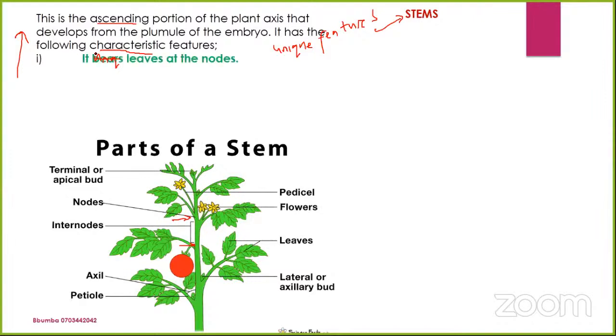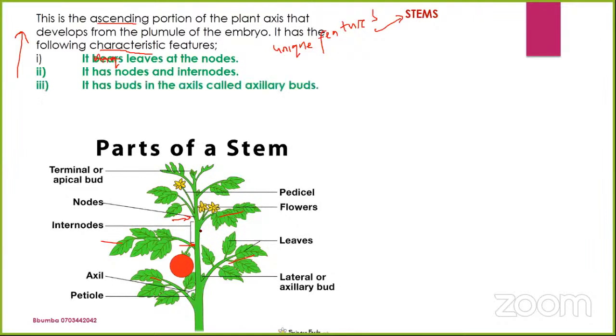Number one, it bears leaves. Normally a stem will have, like you can see, this is a leaf, this is a leaf, this is a leaf. And then it has nodes. Nodes are normally where leaves grow from. Where a leaf is attached, there are some small swellings between the leaf and the stem, which we call nodes. And between one leaf and another is an internode. And then it has buds in the axils.